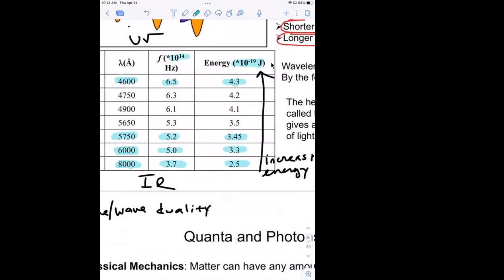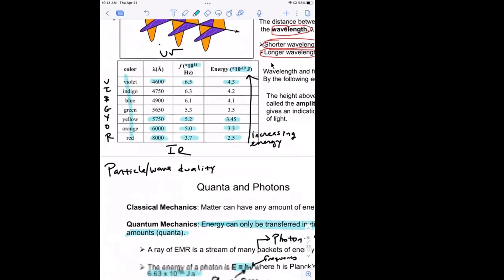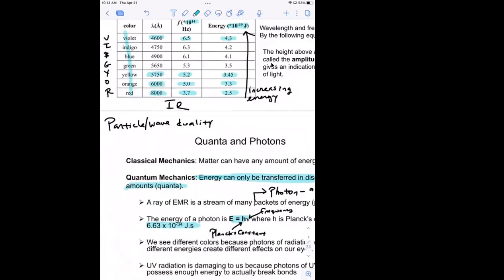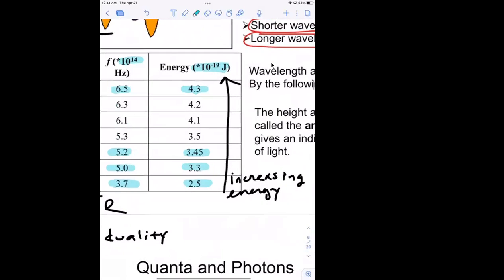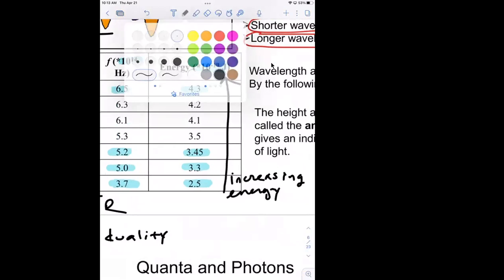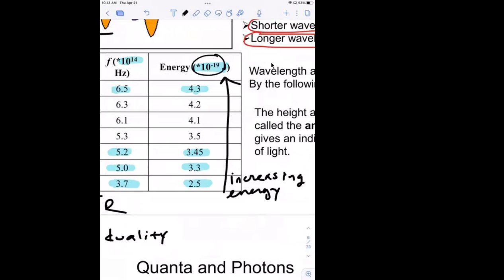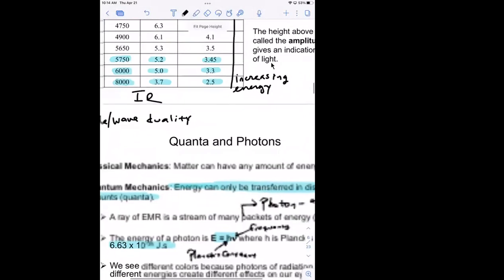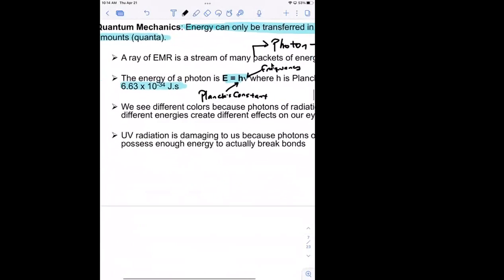So you can see how that cancels out if you multiply 3.7 times 10 to the 14th by Planck's constant, which is 6.63 times 10 to the minus 34. You can see how the exponents are going to cancel and give you that number. You can see right here it is measured as 10 to the minus 19. So we're going to work through a few examples of that to calculate the energy of a photon. It's very straightforward.